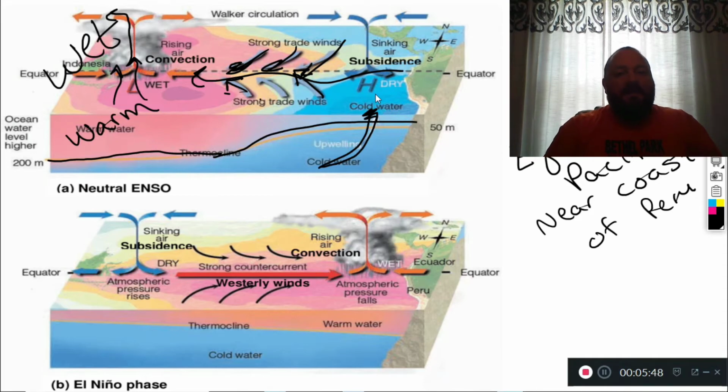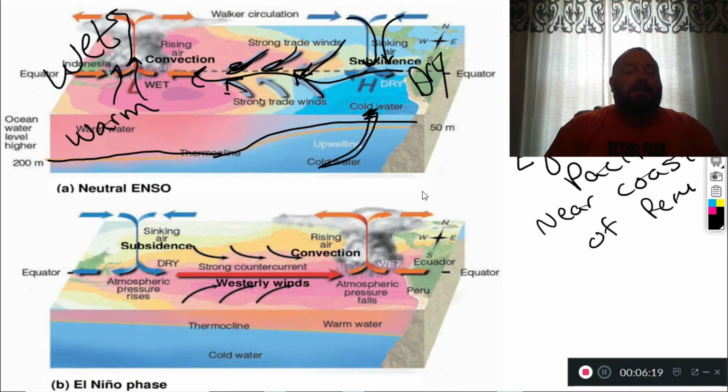So again, in normal conditions, I have very cold water that's super nutrient rich, really good for fishing, really good at supporting aquatic food webs. But since it's cold water, I also am going to have cold air. And that cold air is going to be sinking from the top of the atmosphere. It's going to be dry air. Again, cold air always associated with dry. Warm air should always be associated with wet. So since it's cold air sinking here, it's going to be dry conditions off the coast of Peru.